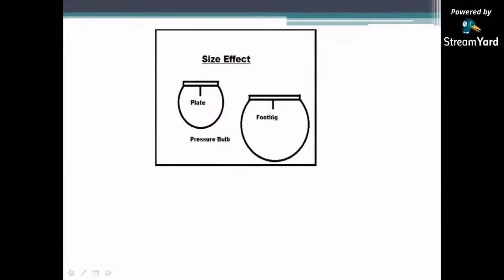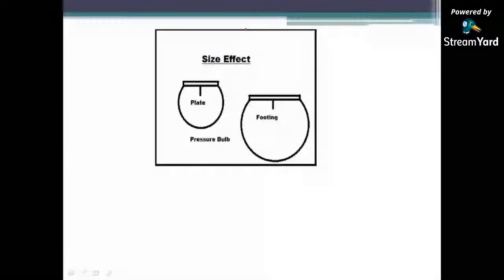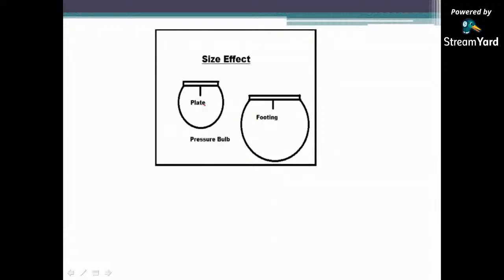So this would be maintained within the area. So this is known as your size difference. If the load is there and the plate is there, the footing size will increase.